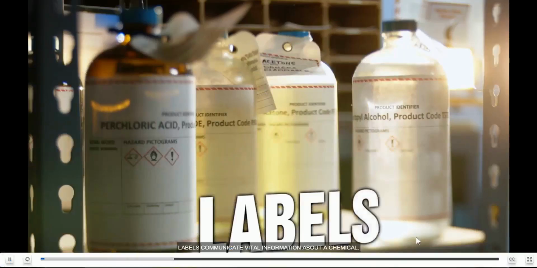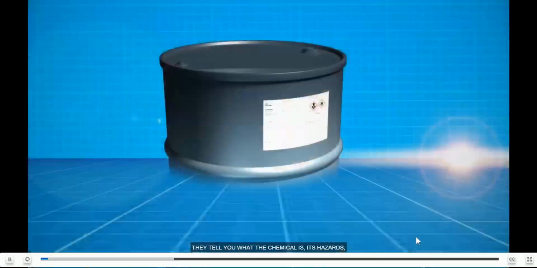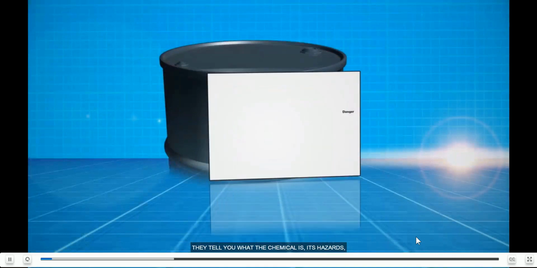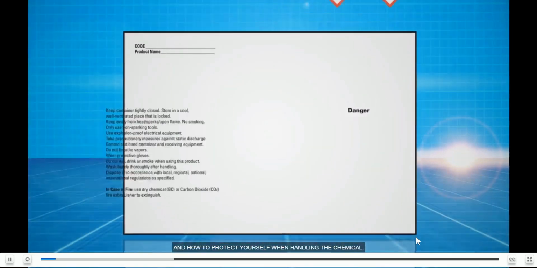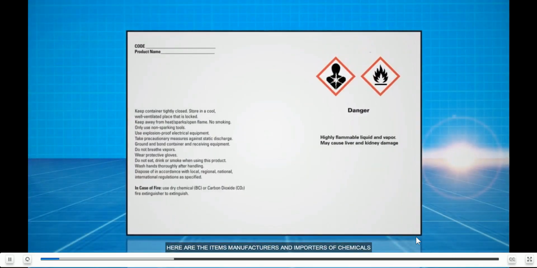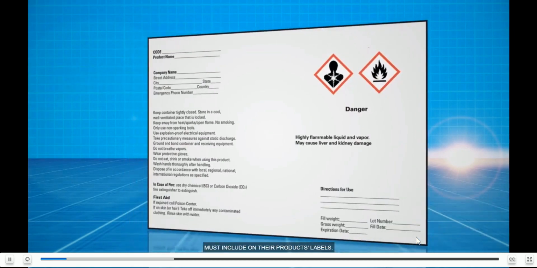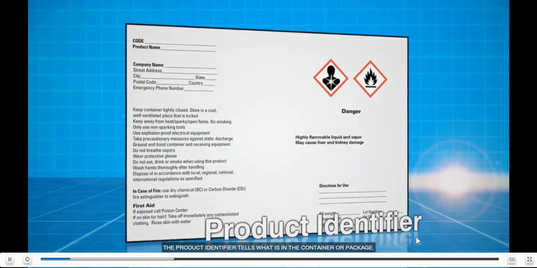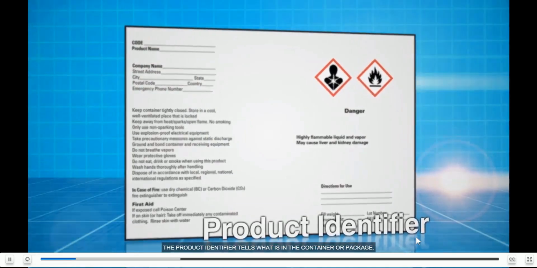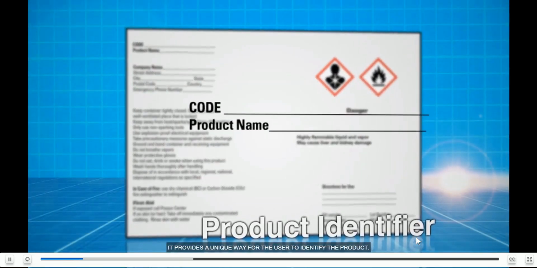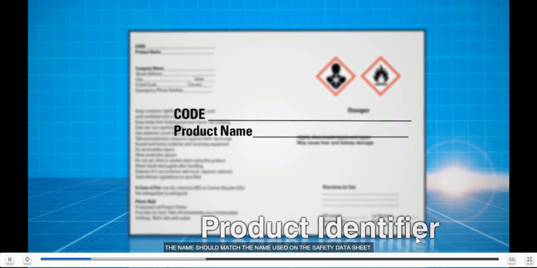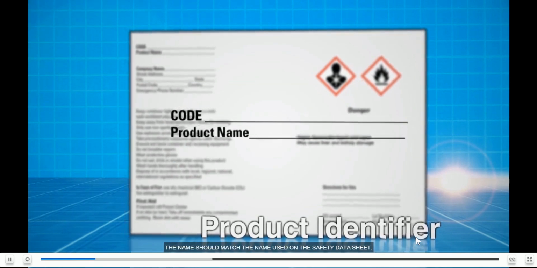Labels communicate vital information about a chemical. They tell you what the chemical is, its hazards, and how to protect yourself when handling the chemical. Here are the items manufacturers and importers of chemicals must include on their products' labels. The product identifier tells what's in the container or package. It provides a unique way for the user to identify the product. The name should match the name used on the safety data sheet.